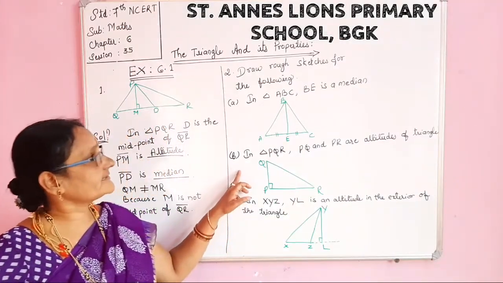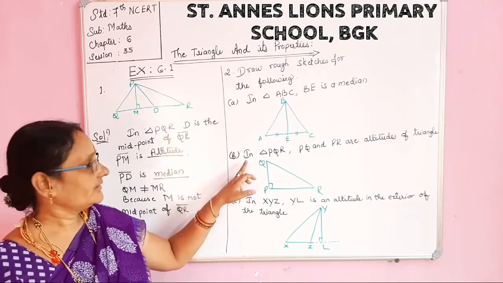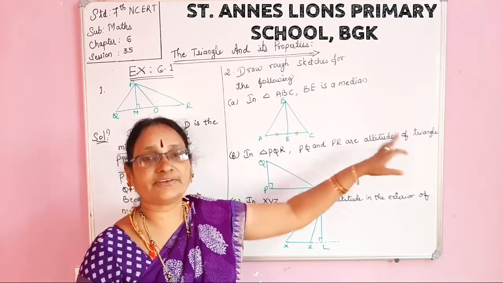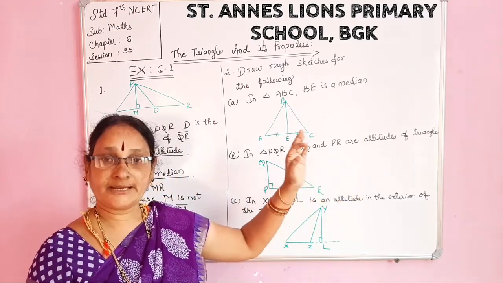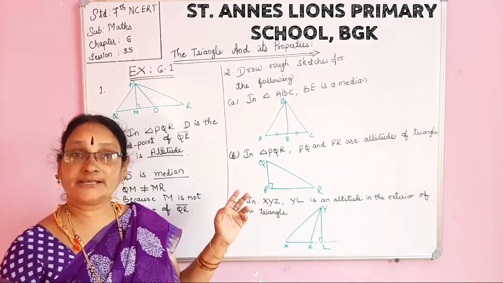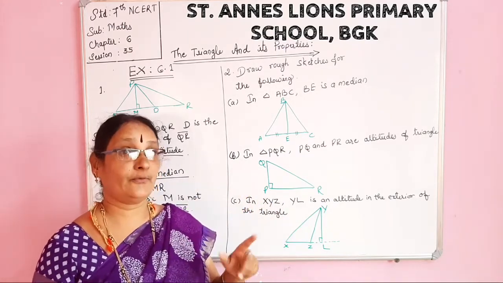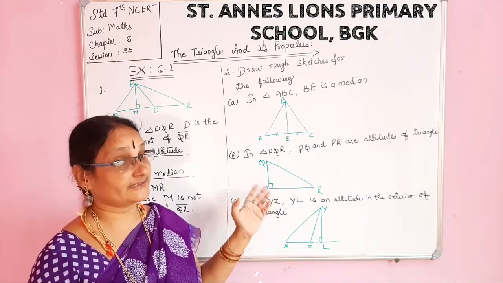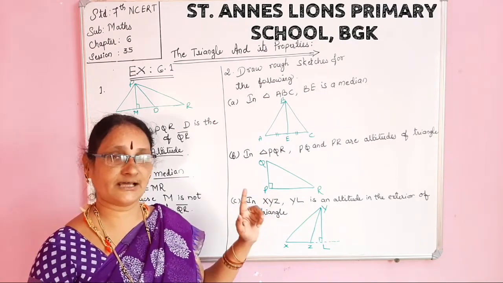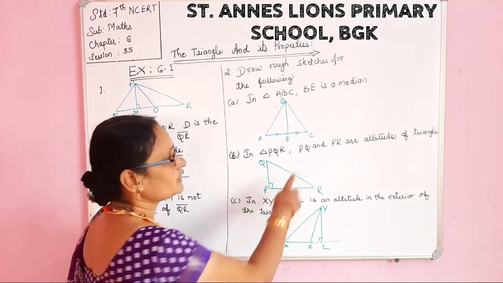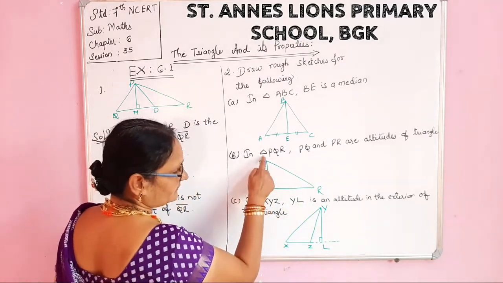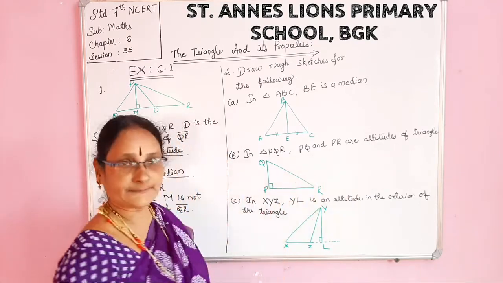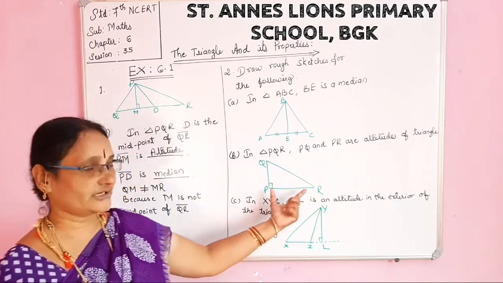See students, in the second one, in triangle PQR, PQ and PR are altitudes of the triangle. In a right angle triangle, there will be two altitudes. How it will be, I will show you now. If it is a right angle, we can say so, but other triangles will have one, as I said earlier. See, now this is PQ and PR. PQ is one altitude in this triangle, even PR also one altitude in this triangle. So, according to the statement, we have drawn the diagram.